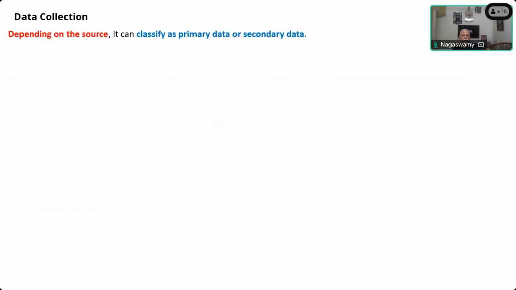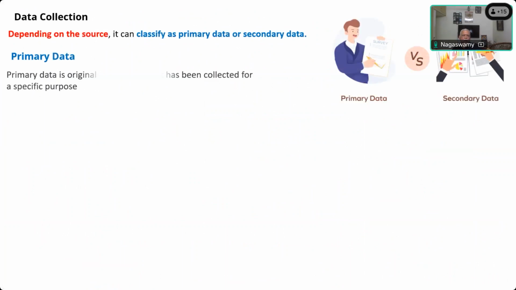Data collection is the way you collect it. It depends on primary data or secondary data. So primary data is original information that has been collected for a specific purpose.